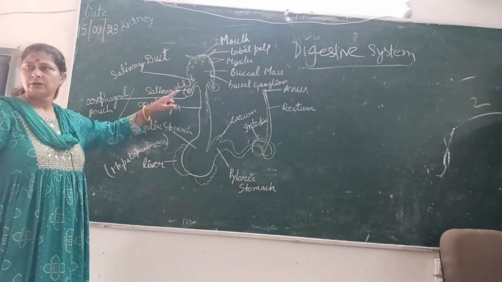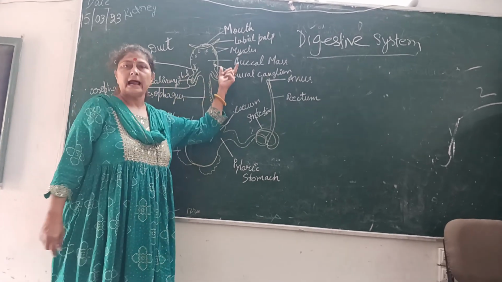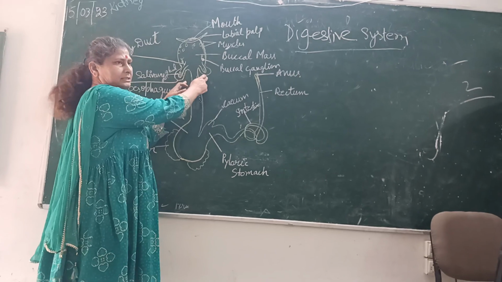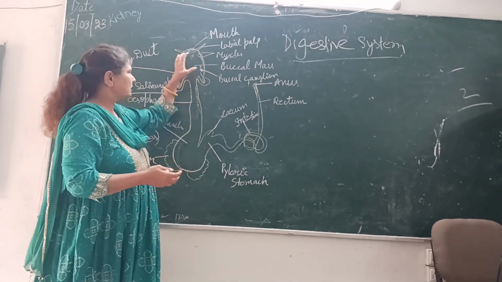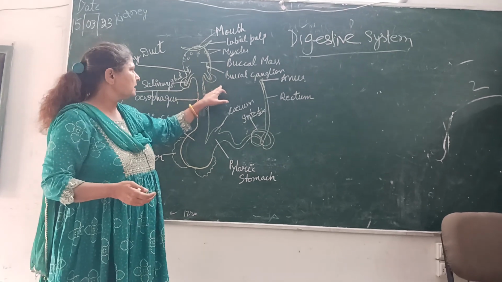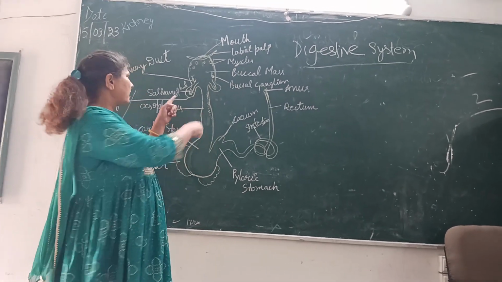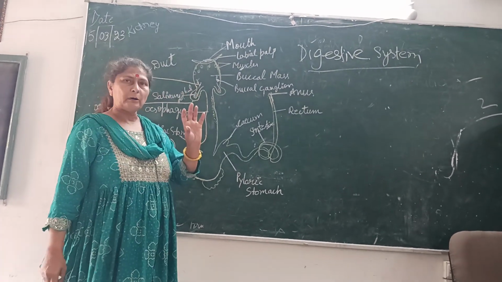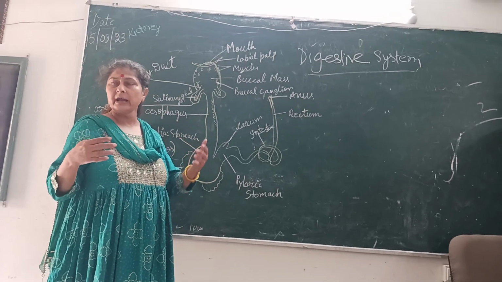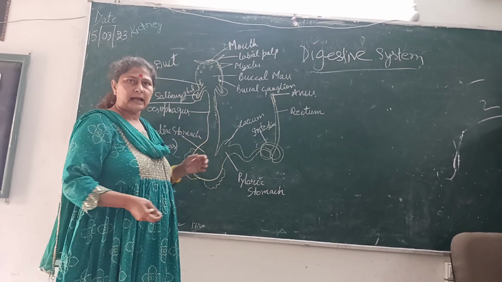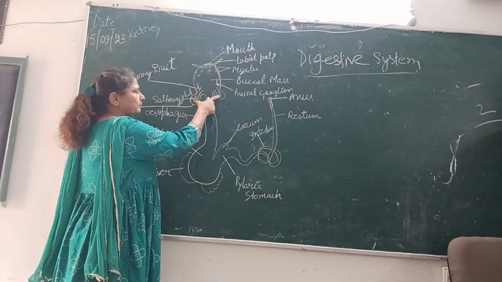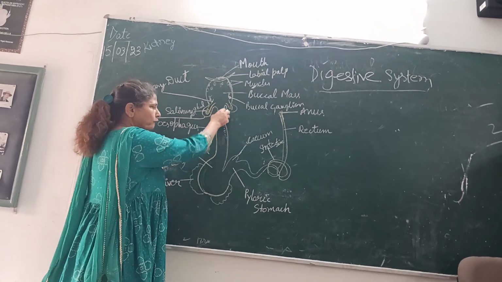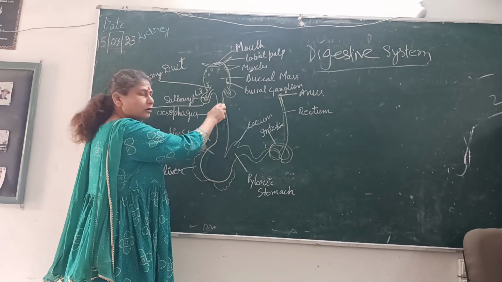There are salivary glands which produce saliva, on both sides. There are pouches just below the buccal mass. Around the esophagus, there are two pouch-like structures, the esophageal pouches. In the pouches, there are two salivary glands, one on either side. In between these pouches, there is the esophagus.